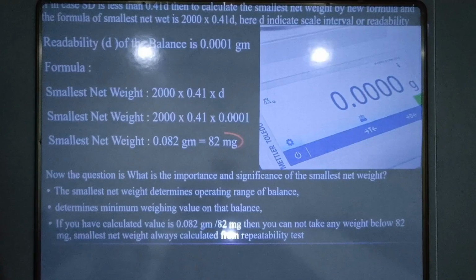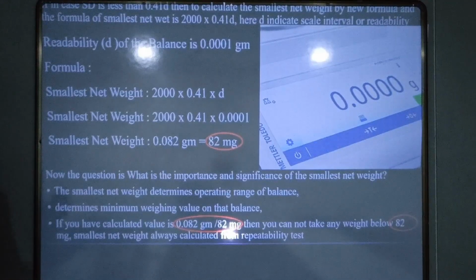Now the question is, what is the significance of the smallest net weight? The answer is that the smallest net weight determines the operating range of that balance. It determines the weighing value on that balance. Suppose here the calculated weight is 82 mg. So we cannot take any weight below 82 mg on that particular balance. Smallest net weight is always calculated from the repeatability test.